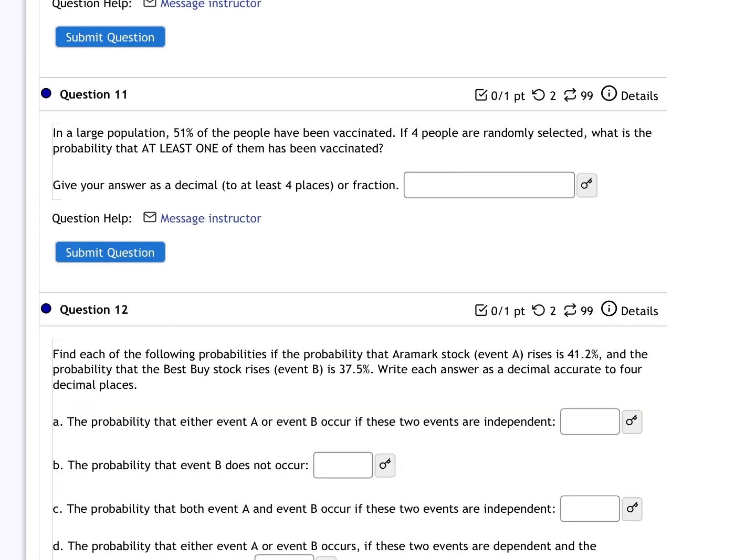The next question we had was on question number 11. In a large population, at least 51% have been vaccinated. 4 people are going to be selected. What's the probability at least 1 has been vaccinated? Now, I've gone over this before in videos, but I want to make this super clear. At least 1 is always 1 minus the probability of none.